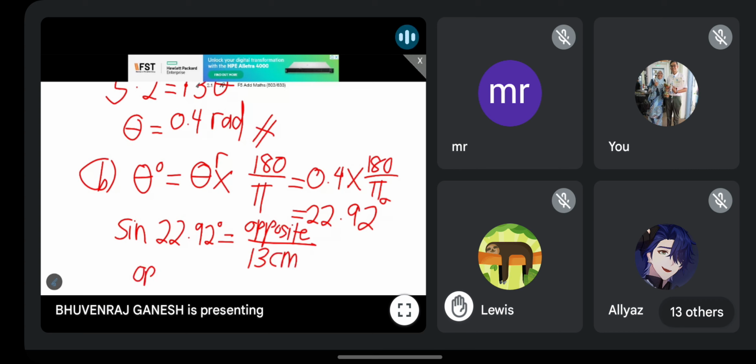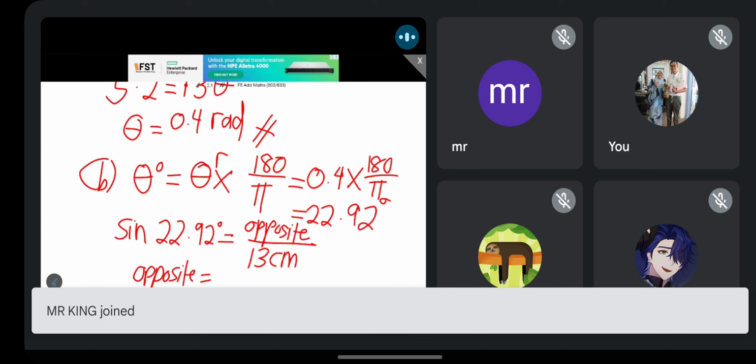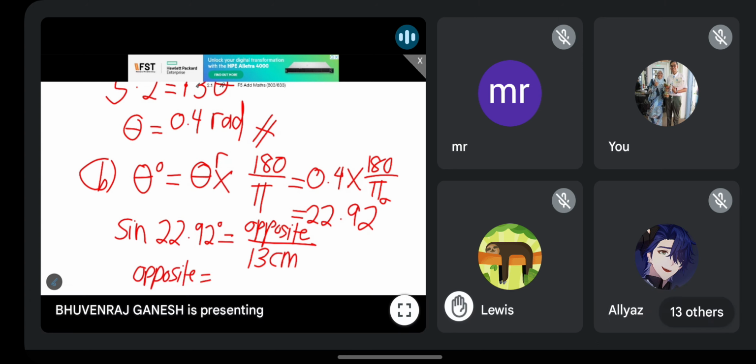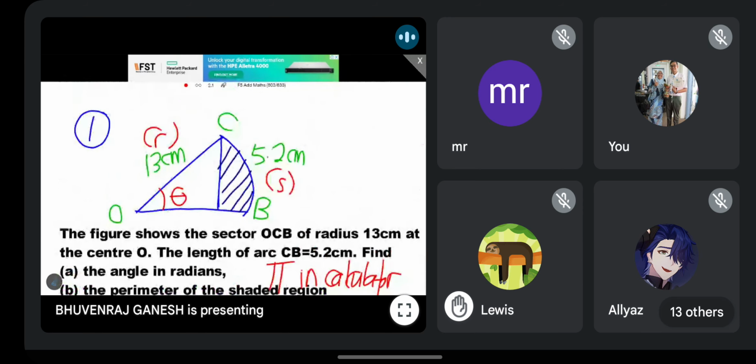Okay, so you can get opposite lah. Kamu tekan calculator. Opposite equal to 13 sin 22.92. So kamu akan dapat 5.06 cm. Okay, 5.06 centimeter. Okay, so now kamu label belajar kamu. Okay, so you get information already 5.06 centimeter. Okay guys, you still got one more length.